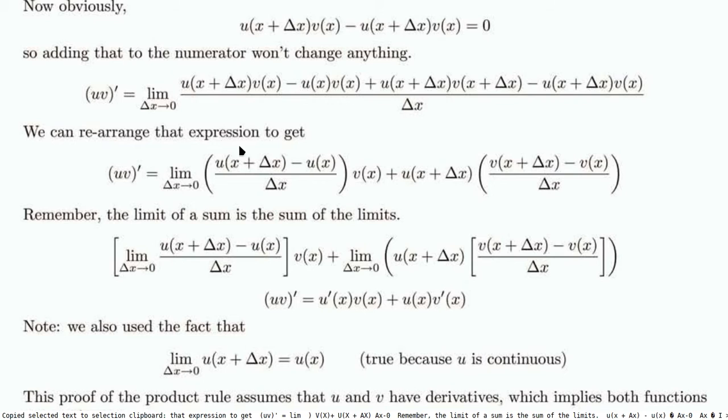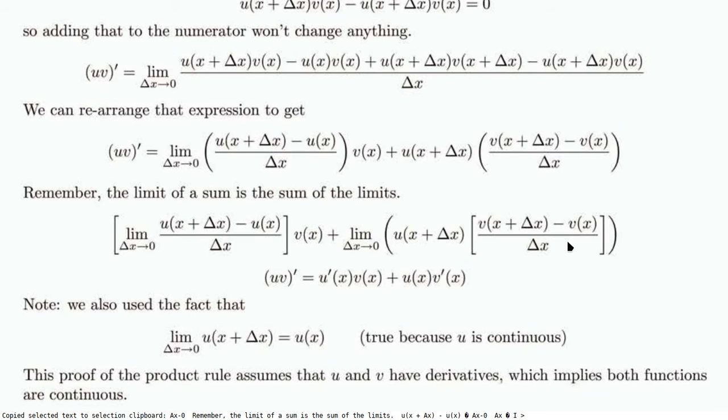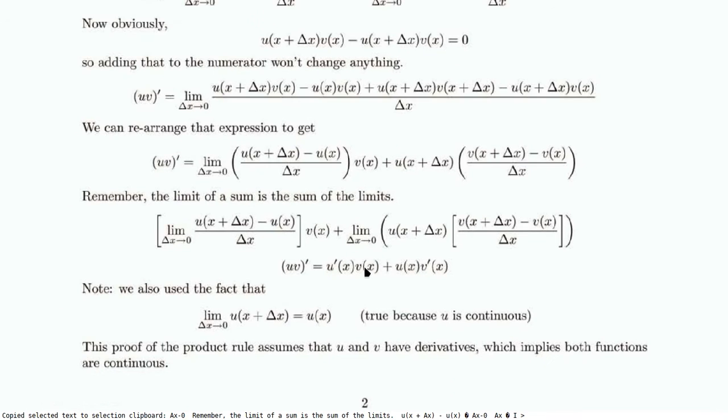So this is u of x plus delta x minus u of x over delta x times v of x, taking v of x common. Same here. What this leads us to is that this is basically u prime, and this is basically v prime. So you're left with u prime times v of x plus u of x times v prime of x. So that's basically it. There's nothing more in there.